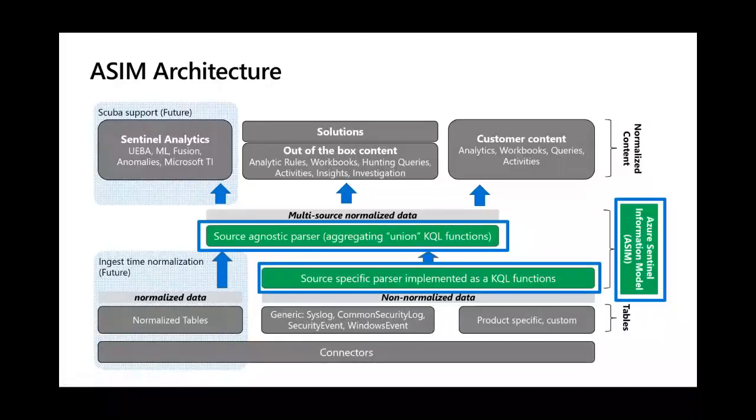So I'll start again a few sentences back because I don't know where I was cut. The two green bars in this slide represent the parsers. The source specific parser, which translates a specific data source into normalized schema, and the source agnostic or union parser, which combines multiple separate but similar sources into one view for the analytics.